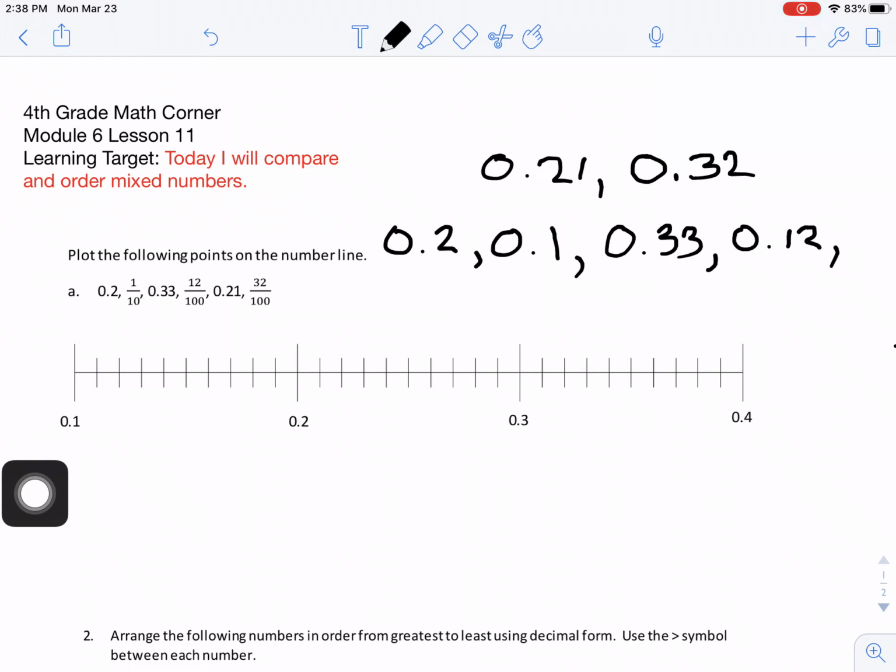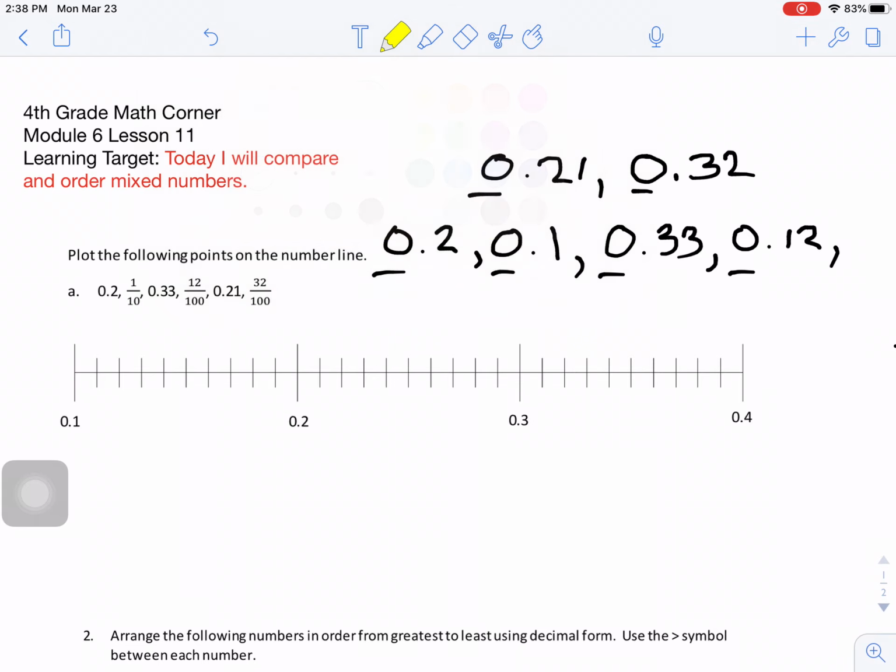I learned with whole numbers that when I compare, I look at the greatest place value to see which is higher or lower. Looking at these numbers, they all have a 0 in the ones place, so they are all equal so far. So I go to the next place. The next place is the tenths.